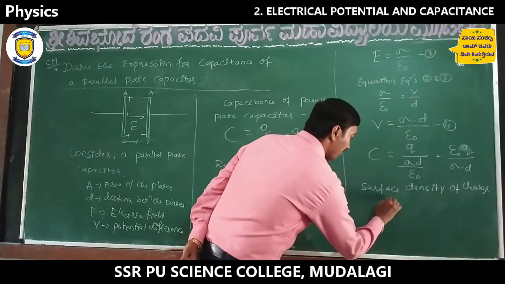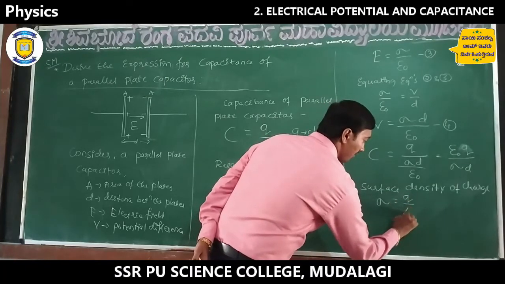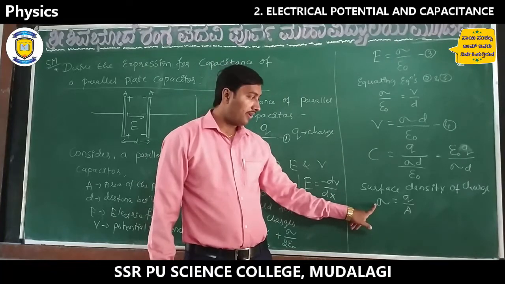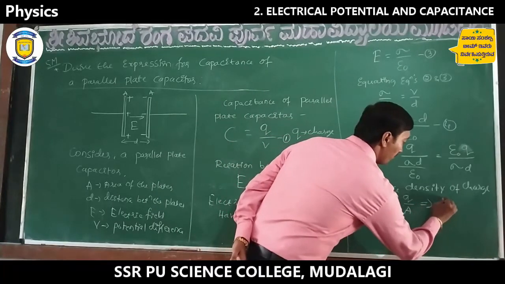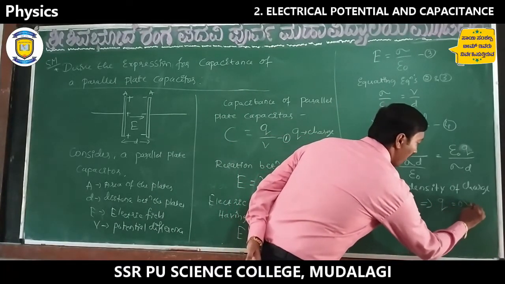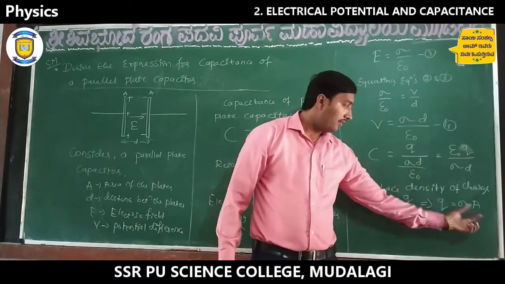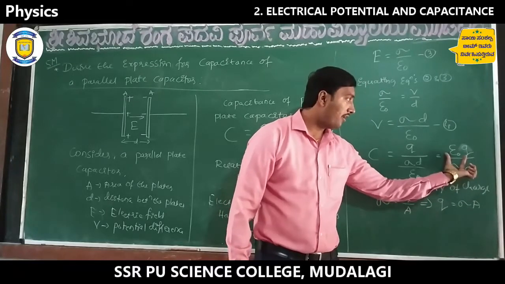Right. Surface density of charge sigma equals charge by area. In the previous chapter we derived this definition: sigma equals q by a. Correct. What about q? Q is equal to sigma a. Correct. This q value, sigma a, is now substituted in this equation.